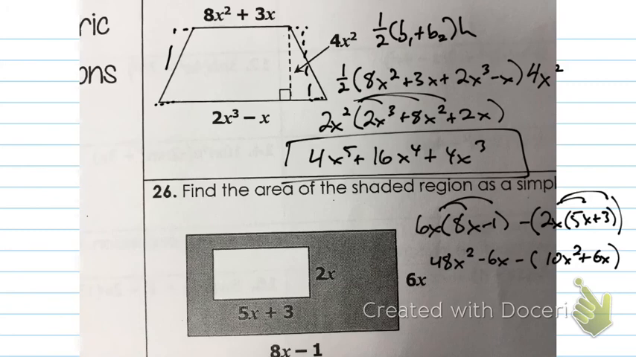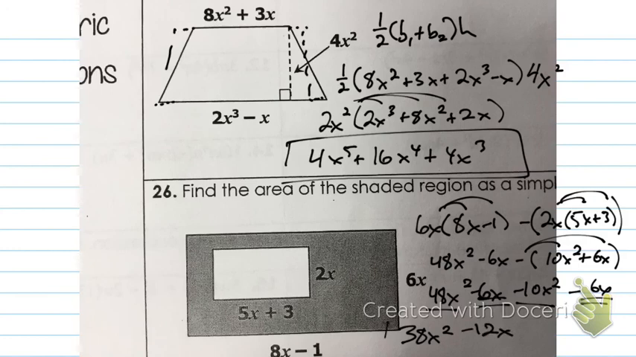So again, I'm just chipping away. All I did was distribute my 2x to my 5x plus 3, and distribute my 6x to my 8x minus 1. You guys see I got to distribute again, though? I got to distribute that negative. So I'm at 48x squared minus 6x minus 10x squared minus 6x. So I got some x squareds I can combine for 38x squared. And I got a negative 6x and a negative 6x for a negative 12x. Way simpler looking, right? So the total area of the shaded region is 38x squared minus 12x.